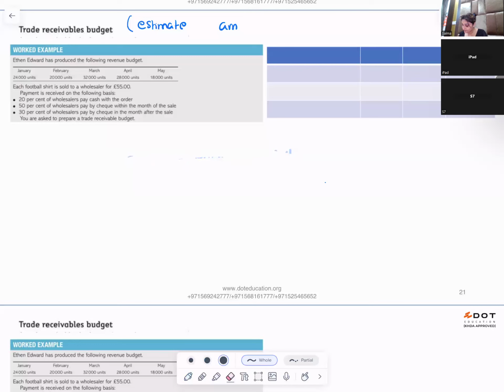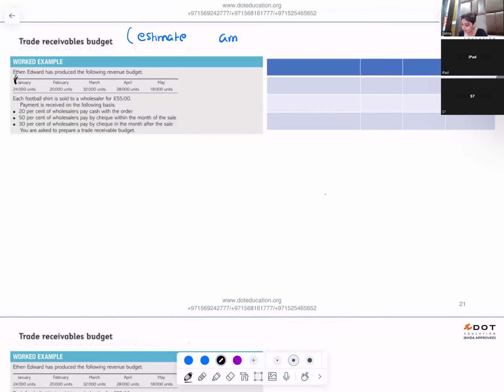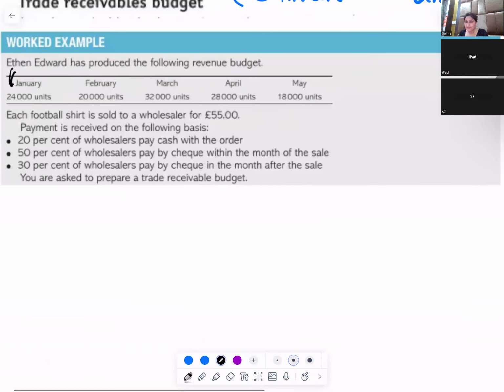Ethan Edward has produced the following revenue budget. So this 24,000 is units. So we have revenue for Jan, Feb, March, April, and May. Do you want me to go through the units? Each football shirt is sold to a wholesaler for £55.